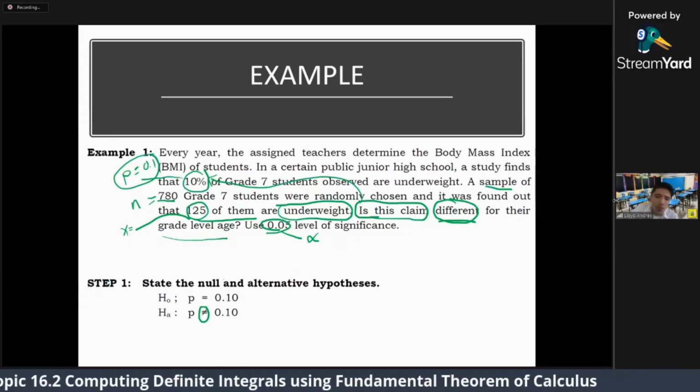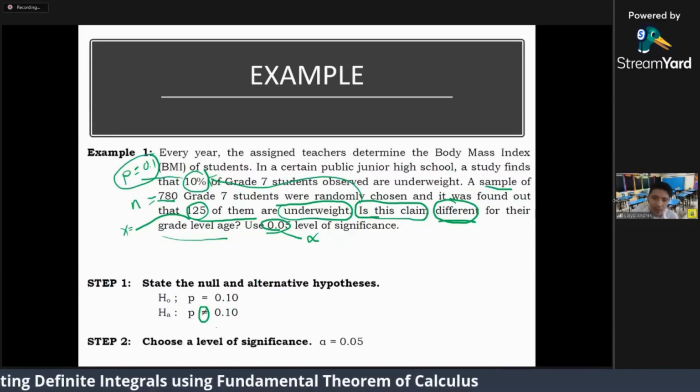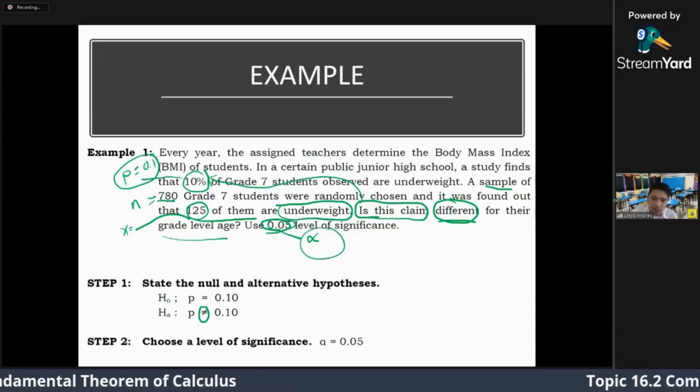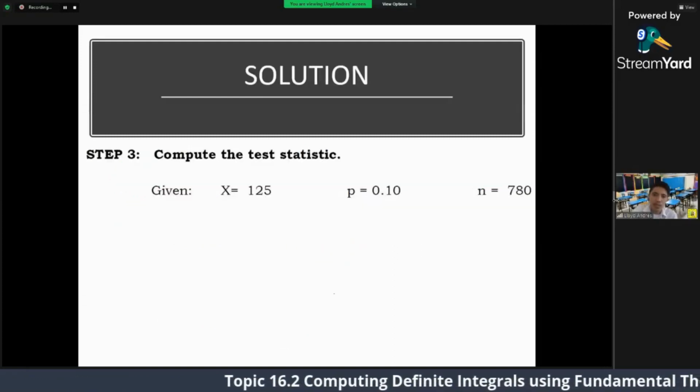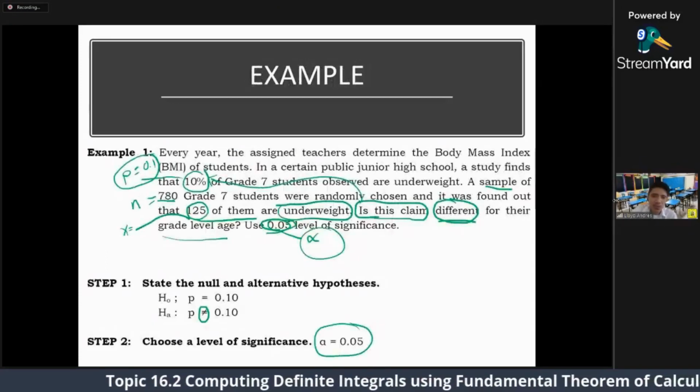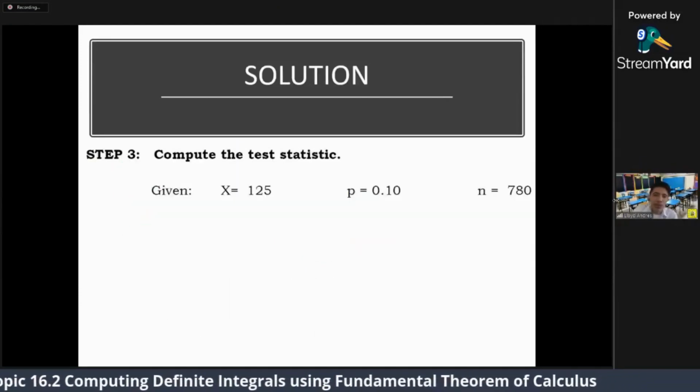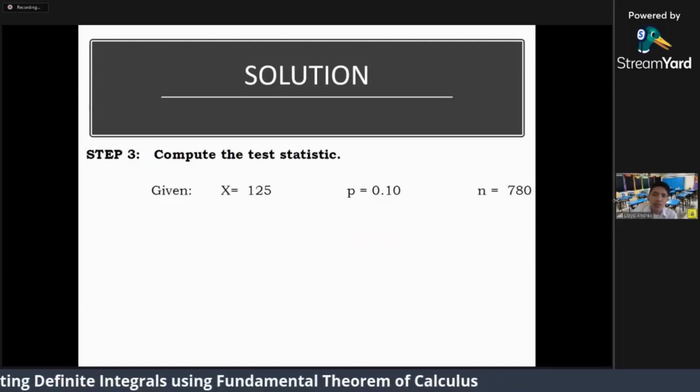For step 2, choose the level of significance. Given in the problem, our level of significance is 0.05. So we proceed to step 3, which is to compute the test statistic. We have the population proportion, but we do not have the sample proportion, so we need to solve for the sample proportion.